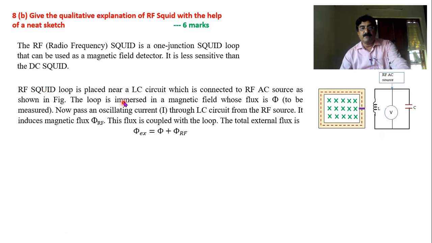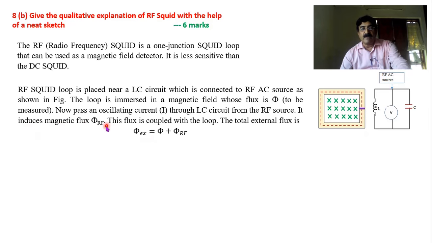So that explanation goes like this. The RF SQUID loop is placed near an LC circuit, which is connected to an RF AC source. The loop is immersed in a magnetic field of flux phi. So this is the magnetic field of flux phi that I want to measure. Now pass an electric current, an oscillating current of course, that means switch on the circuit, through the LC circuit from the RF source. So in this circuit you pass AC current using this power supply.